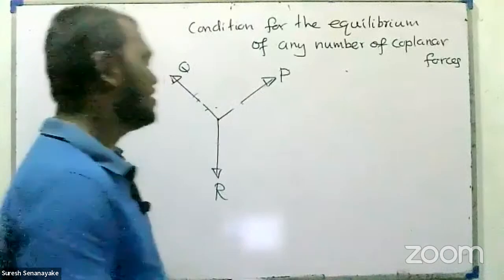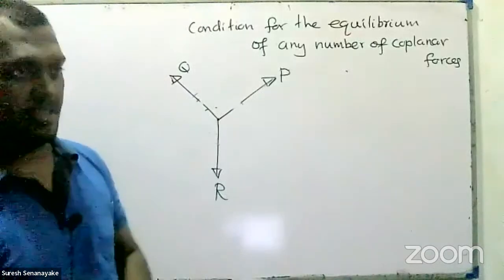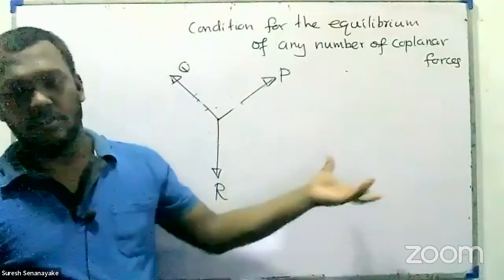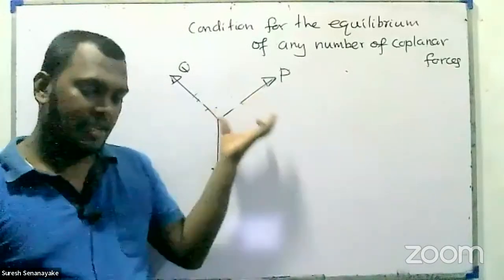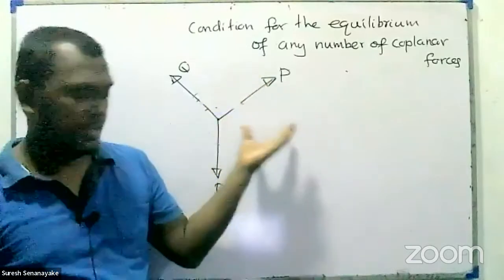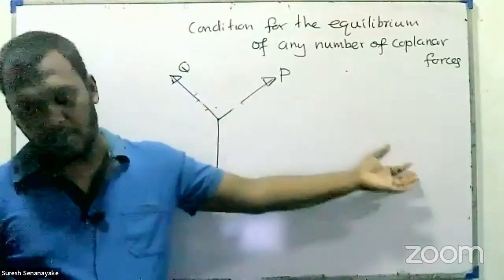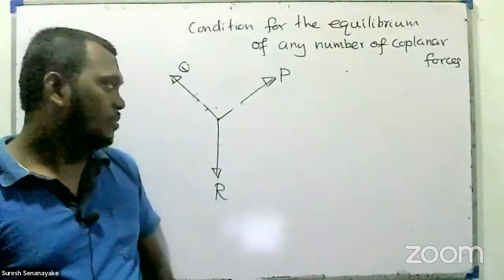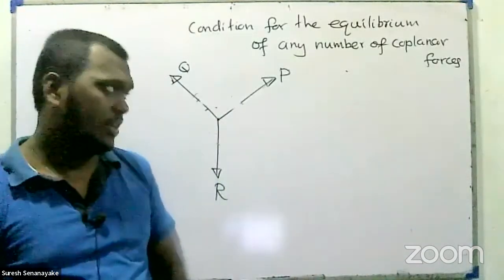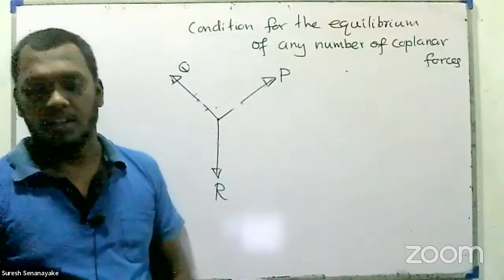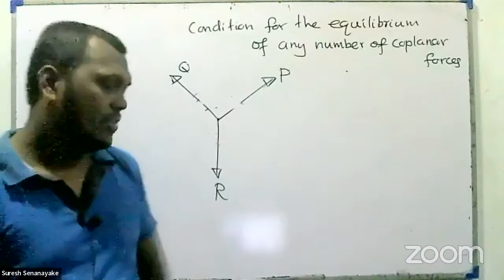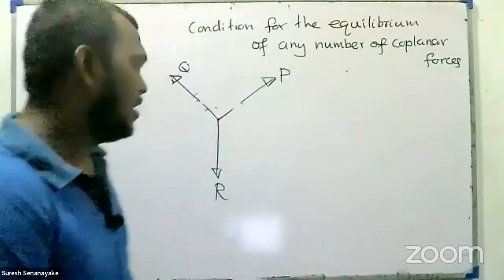So the condition is that if you consider the algebraic sum of the forces in one direction, it should equal 0. And also the algebraic sum of all the forces perpendicular to the direction you selected first should also be equal to 0. And the moments, the algebraic sum of the moments of all the forces about any point in the plane of the forces, that should equal 0. These are the three conditions to be satisfied. These are all the cases in equilibrium.